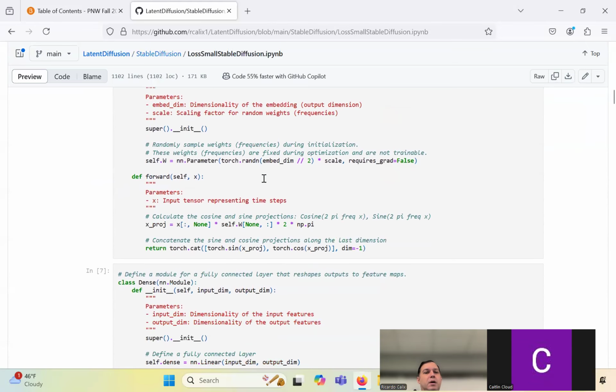So I'll reopen that actually. All right, so GitHub, latent diffusion, stable diffusion. And if you notice, this loss function that I wrote like that, okay, we're gonna look at it in the code.